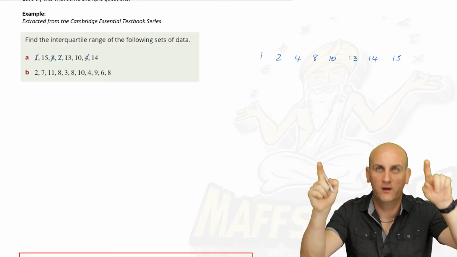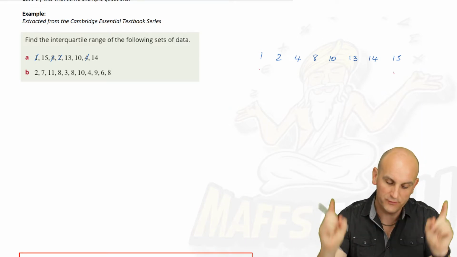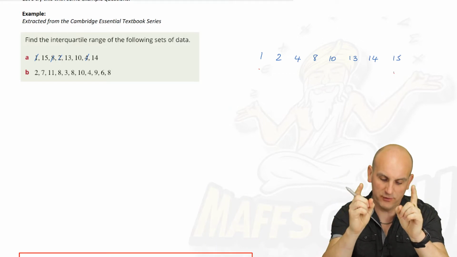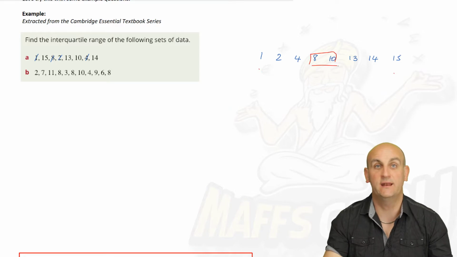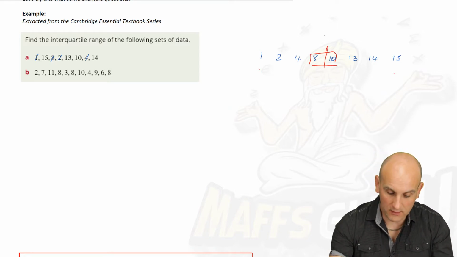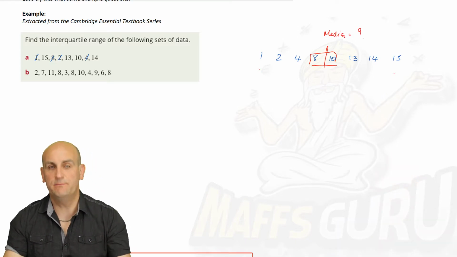We cross off ends until we get to the middle. Now, if I do that, and I'm not going to do that at the moment, but the 1 and the 15 match, the 2 and the 14 match, the 4 and the 13 match, and actually my median sits between 8 and 10. Well, we know what's halfway between 8 and 10, so I now know my median is equal to 9. Is that important to me?